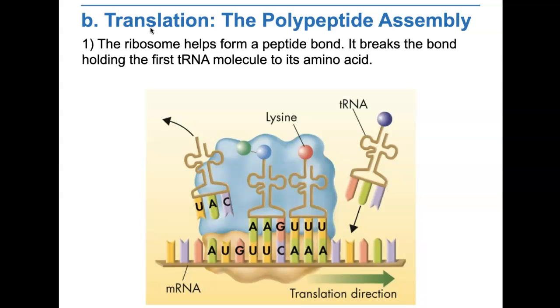The bond holding the first tRNA molecule to its amino acid is broken. That tRNA then moves into a third site from which it exits the ribosome. The ribosome then moves to the next codon, where tRNA brings it another amino acid.